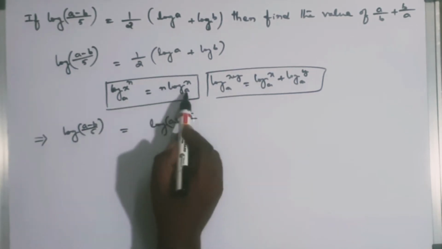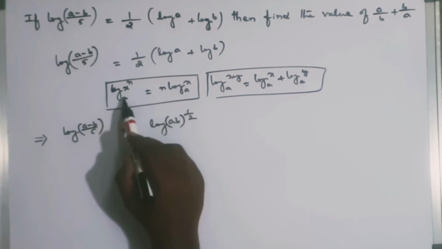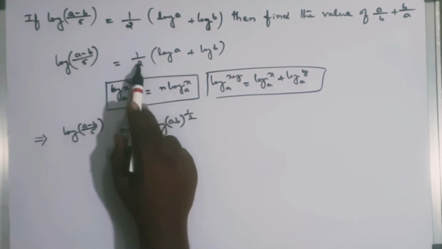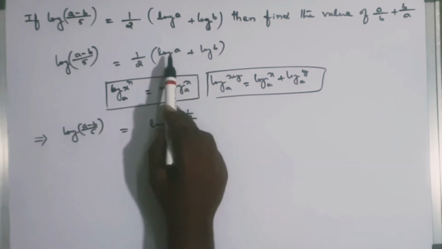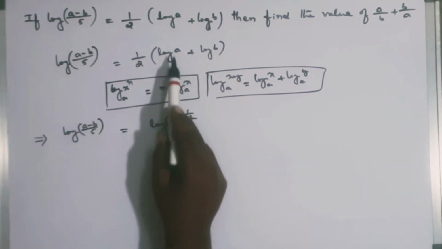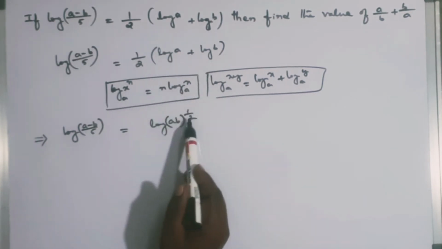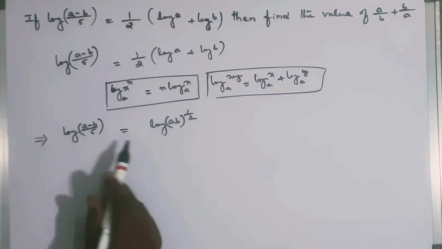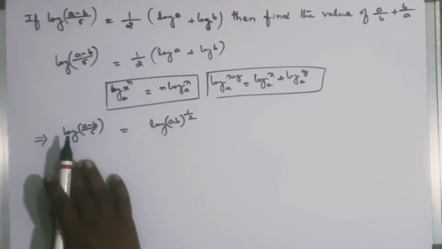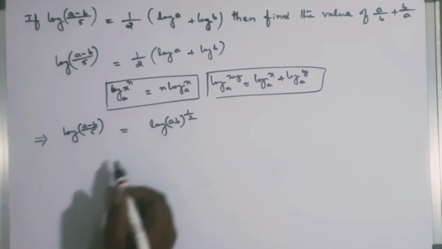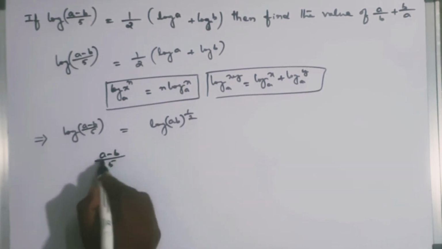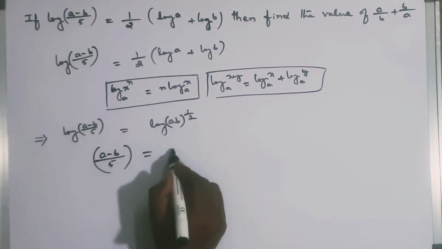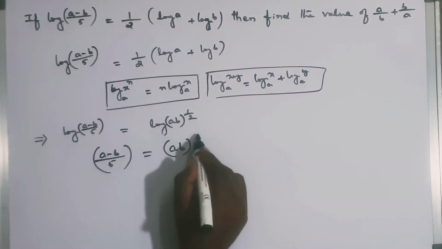If n of log base a of x, then I can write log base a of x to the power of n. So this I will write as a power. As a sum, I will write the product: log a plus log b, I will write log of a into b. Since these logarithms have the same base 10, I will equate their arguments. (a minus b) by 5 equals a into b all to the power of 1 by 2.